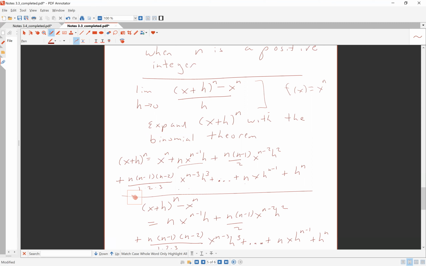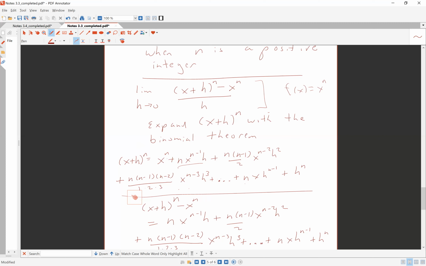So x plus h to the n, using the binomial theorem, is x to the n, and then n times x to the n minus 1 times h. The next term is n times n minus 1 over 2. These are called binomial coefficients. Then the term is x to the n minus 2 times h squared. If you add the exponents, you always get n. The next one is n times n minus 1 times n minus 2 over 1 times 2 times 3. And now you subtract 1 more: now it's x to the n minus 3 times h cubed.